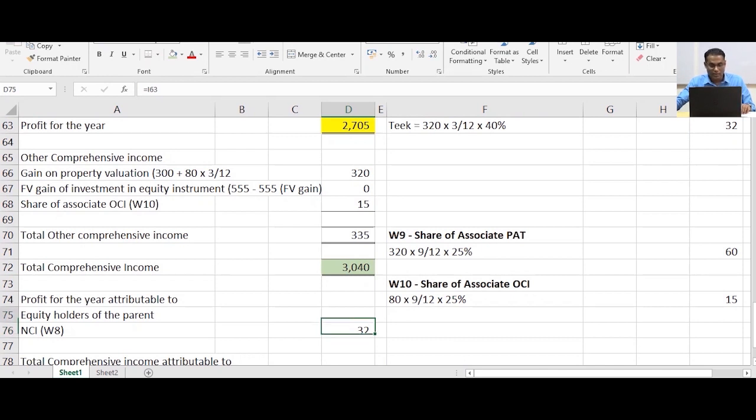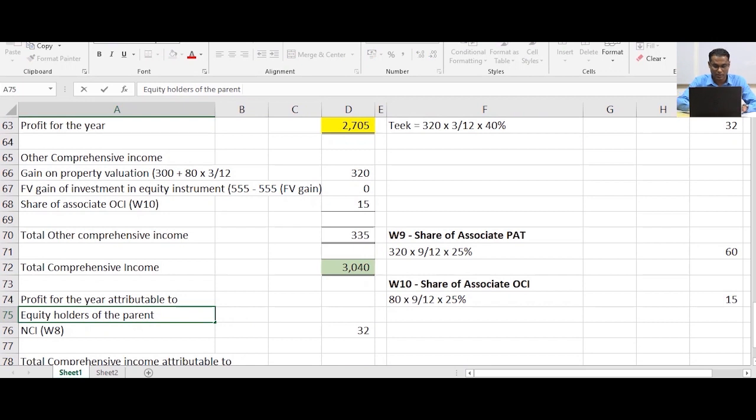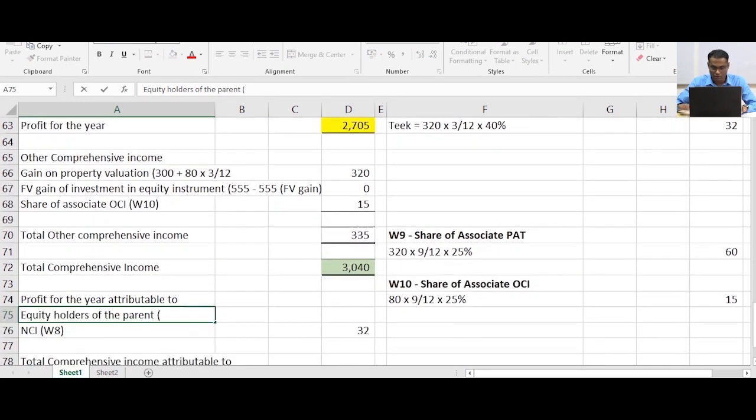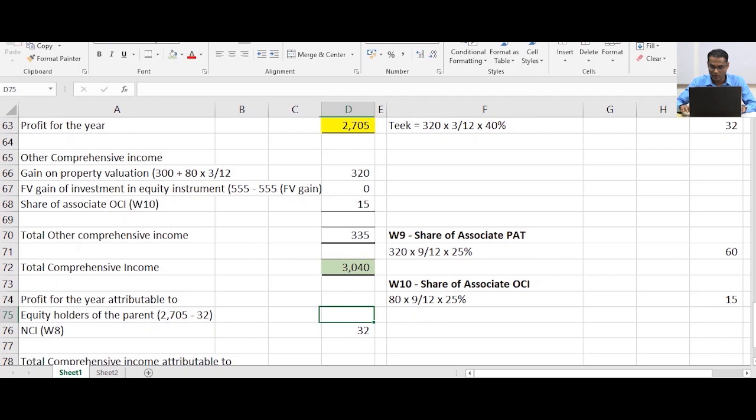Then if the profit attributable to non-controlling interest is 32, what is the profit attributable to the equity holders of the parent? What is the total profit for the year? What I have highlighted in yellow, 2705. Out of that you allocate 32 to the non-controlling interest. That means the remainder to the equity holders of the parent is 2705 minus how much? 32, this figure.